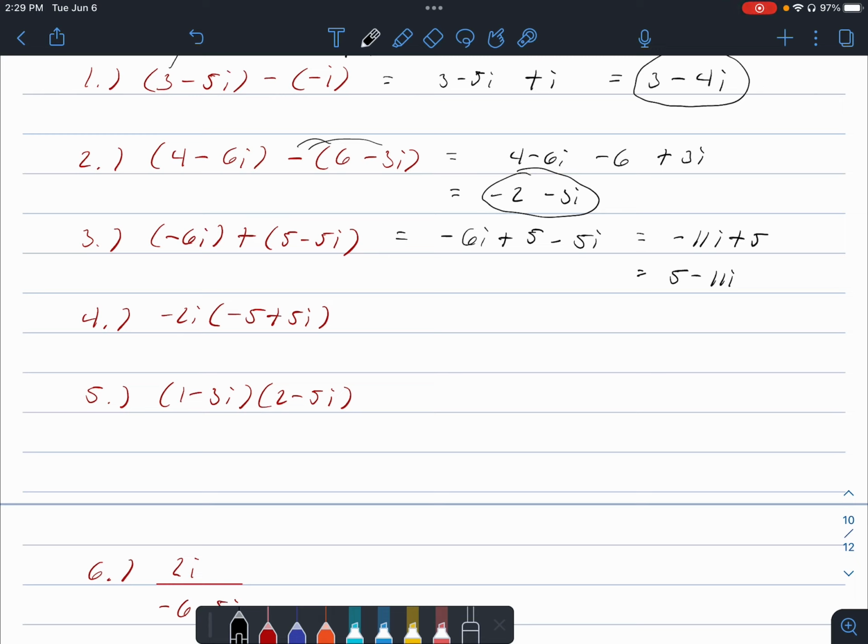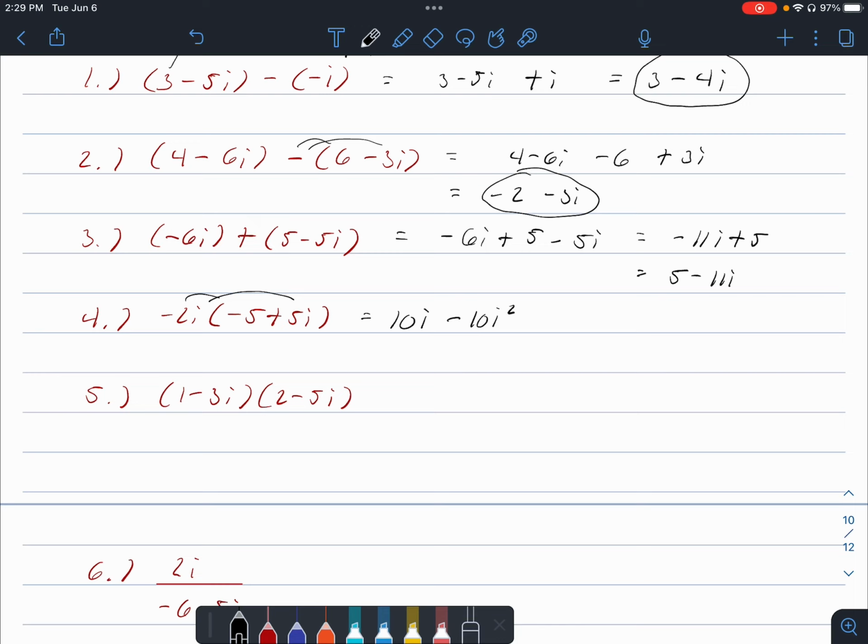We're given negative 2i times negative 5 plus 5i in parentheses. So we'll do a distribution like normal. So let's go ahead and do that. Let's distribute the negative 2i to the negative 5 and to the 5i. Okay, so this is going to become negative 2i times a negative 5. So that'll be just a positive 10i. And then we'll have negative 2i times 5i. That'll be minus 10i squared.